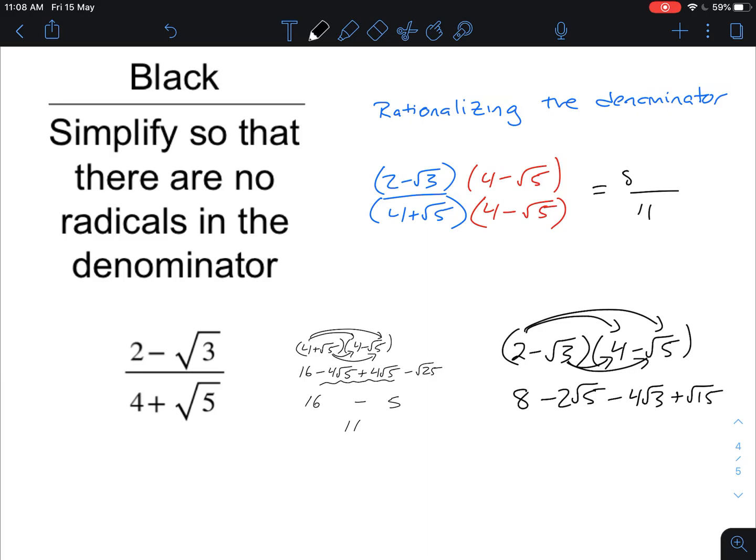This is going to be 8 minus 2 root 5 minus 4 root 3 plus, running out of room, the square root of 15. And that is how you get rid of radicals in a denominator, which is called rationalizing the denominator.